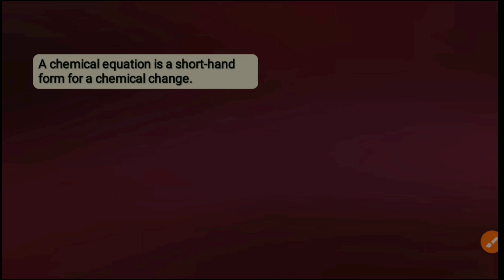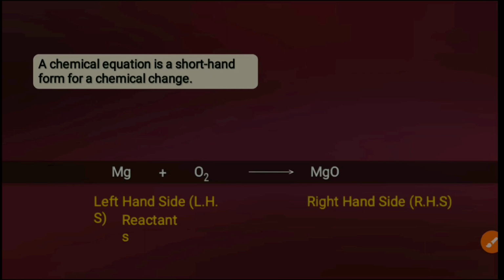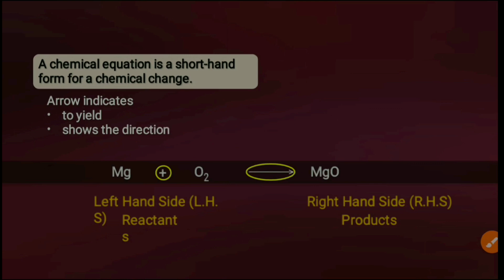Yes, a chemical equation is a shorthand form of chemical change. Again we have the word equation, no? Instead of words we will write it in symbols: Mg plus O2 gives MgO. The left hand side, as you read, is called the reactants, and the right hand side we call the products. Again they are differentiated with the arrow mark. The arrow indicates to yield and to show the direction, right?